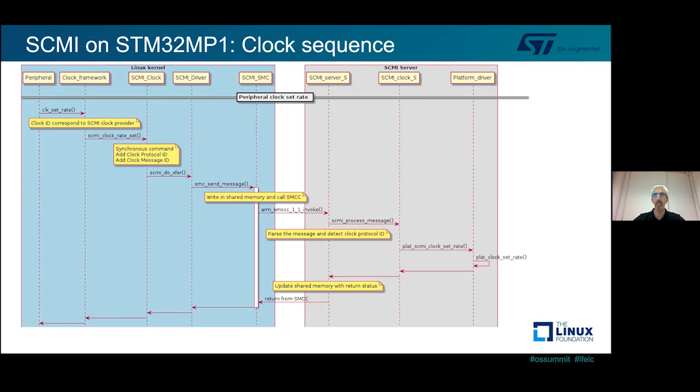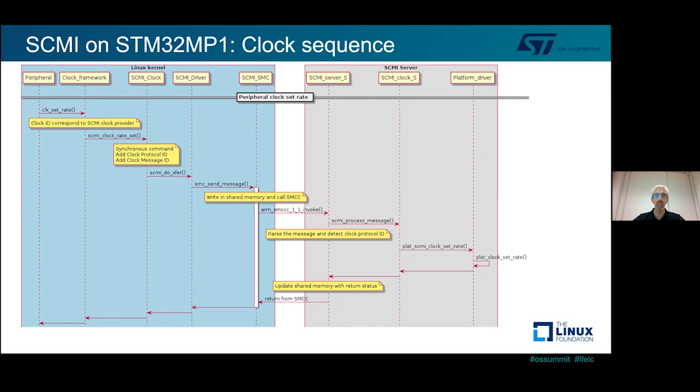Once the STMI secure server receives the call, it will parse the message, detect that it's a clock message, and give it to the STMI clock protocol. The STMI clock protocol will do the set rate operation and call the specific platform driver. The platform driver will handle it, access the shared resources directly in the hardware, and go back to the Linux system.